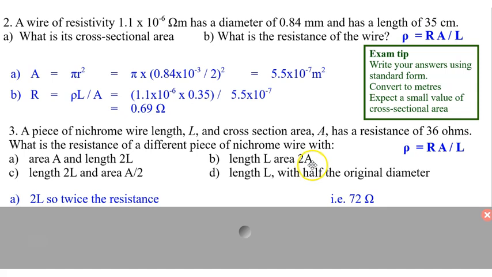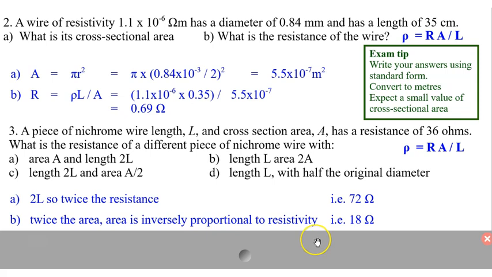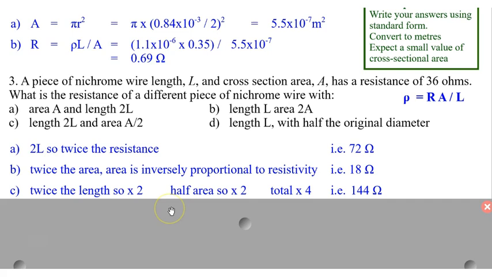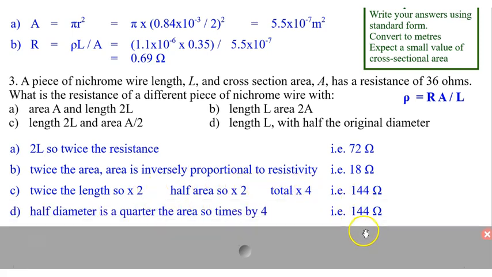If we keep the length the same but double the area, well, we said there's an inverse proportional relationship between resistance and area. So if it's twice the area, it's going to be half the resistance. Therefore, it's going to be 36 divided by 2. If we double the length and halve the area, double the length is going to be twice the resistance. If we halve the area, we're not halving the resistance, we're making it larger, it's more difficult for the electrons to pass. It's inversely proportional, so half the area is twice the resistance, so we have times 2 and times 2, total times 4, which will give us 144.